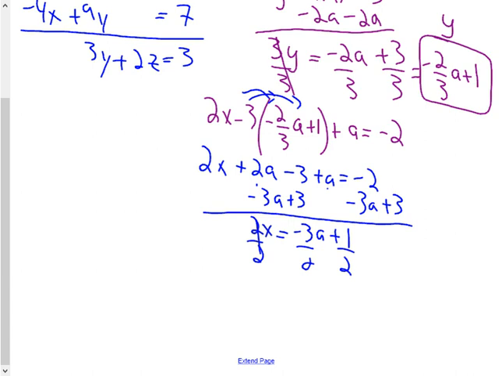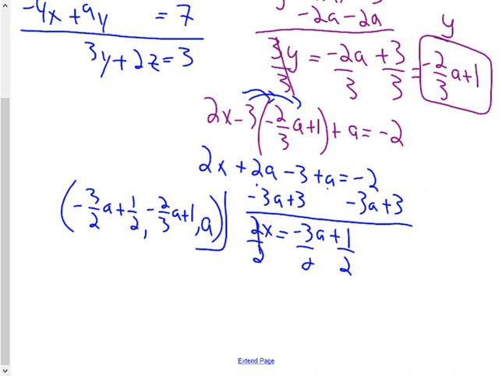And there's our answer. So our answer is in the form of x equals negative 3/2 a plus 1/2. Y was negative 2/3 a plus 1. And z was a. And then that looks goofy, but that is a specific form of our infinite answers in terms of a.